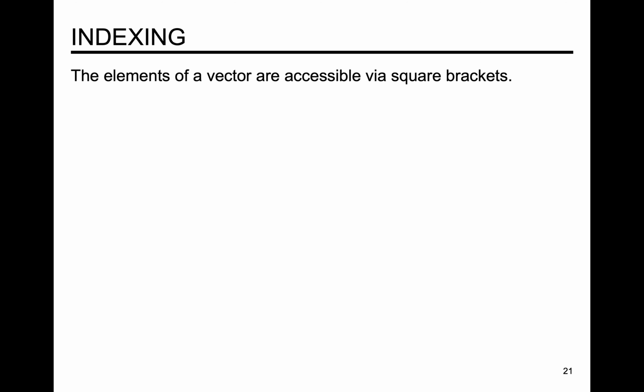Let's talk about vector indexing. The elements of a vector are accessible via square brackets.